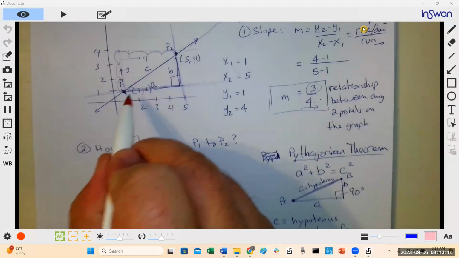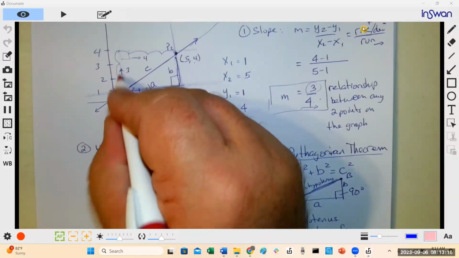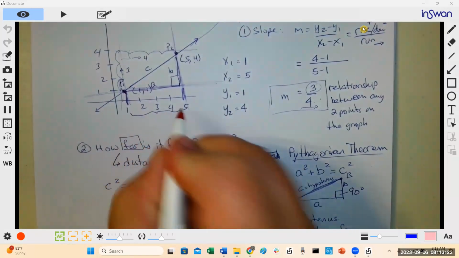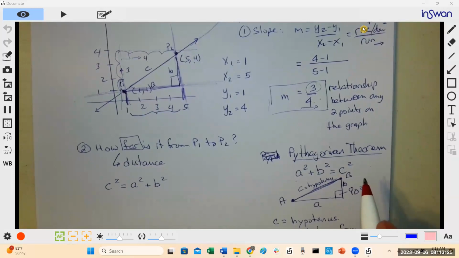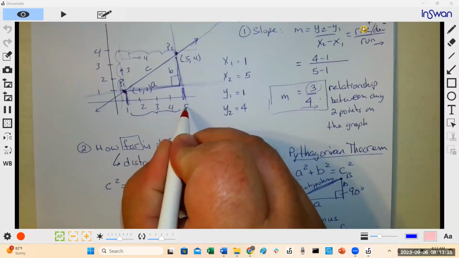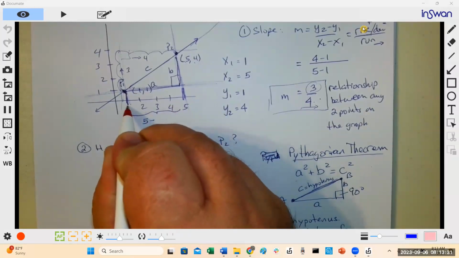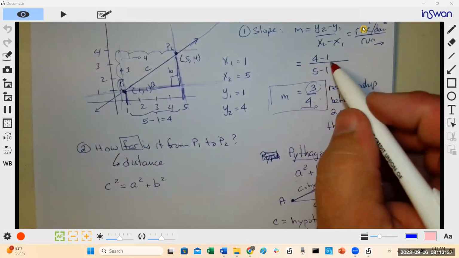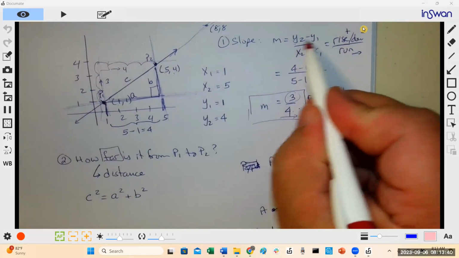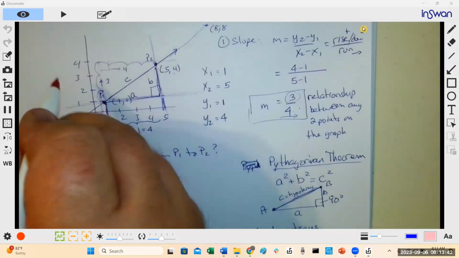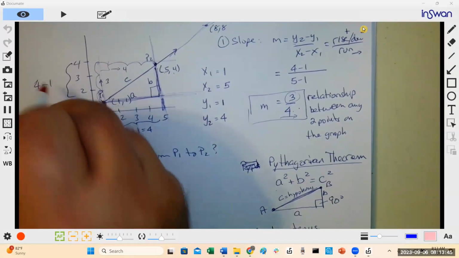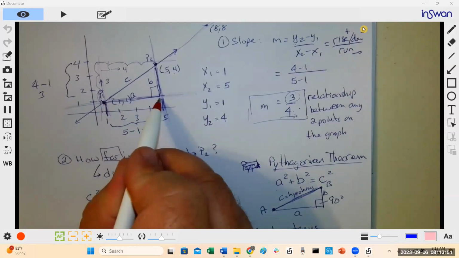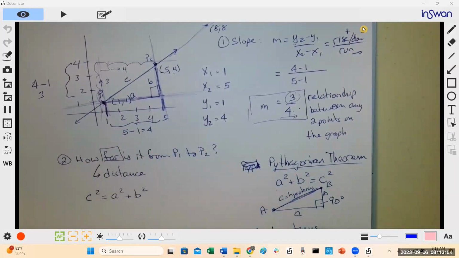What we have to look at now is how far it is from this point to that. So in other words, from 1 to 5, how far is it horizontally? What you always do is take the second point minus the first point. That's what we did on our formulas here. How far do we go up and down? We went up and down 4 minus 1, which is 3. How far do we run to the side? The distance here is 5 minus 1, which is 4.